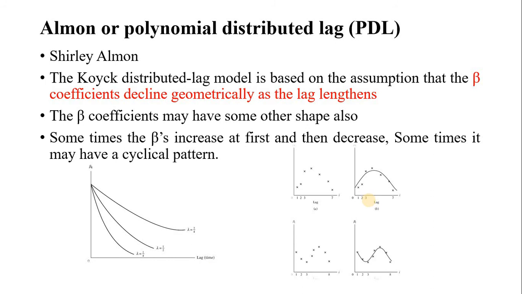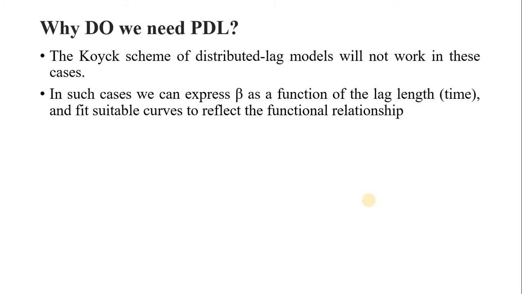Let me discuss one more thing. The Almon distributed lag model is basically a model to overcome the limitation of the Koyck model. What limitation? The Koyck model assumes all beta coefficients decline in a geometric process. But that may not be the case. Sometimes the beta coefficients decline first and then increase, or increase first and then decrease, or have a cyclical pattern. In such situations the Koyck model will not work.